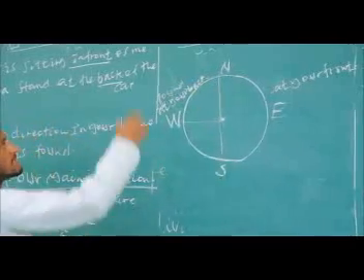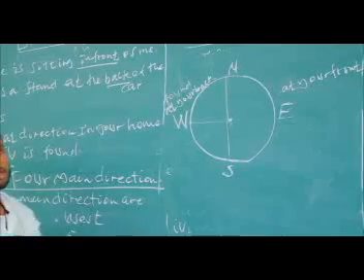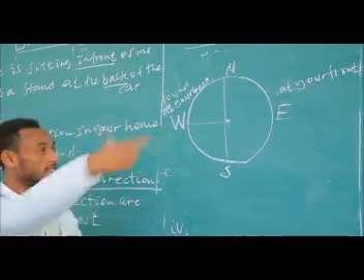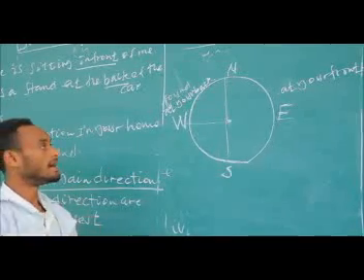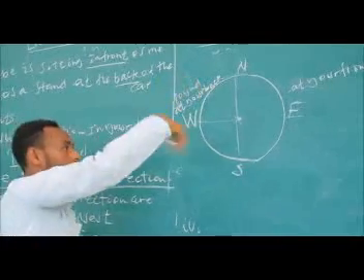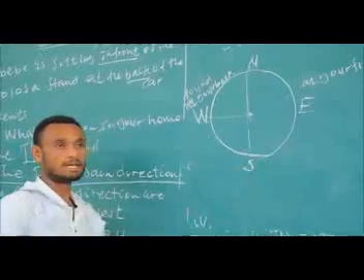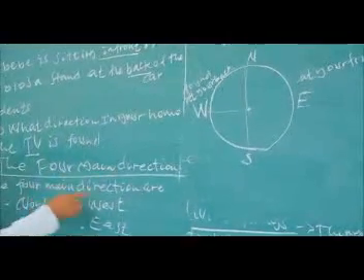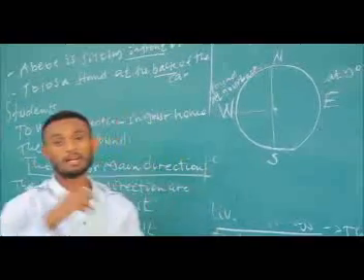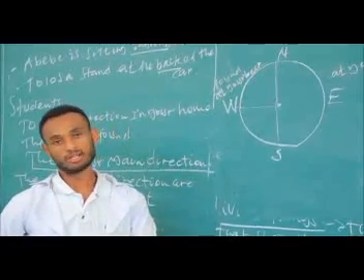Students, these are the main four directions, which are used for locating a given object, even at a distance or in far areas. You can show directions by using these main four directions: west, east, north, and south. By using these four main directions, you can locate a given object. Thank you very much, students.